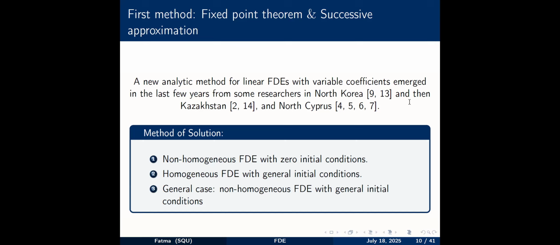Then we'll find the solution for the homogeneous fractional differential equation with general conditions. And actually, finding the solution of the second problem will depend on the first one, so we are going to use the result of the first part. Then at the end, we are going to find the general case: the solution for the non-homogeneous fractional differential equation with general initial conditions. So the first part gives the particular solution, the second part gives the homogeneous solution, and using the superposition principle, we can get the general solution.